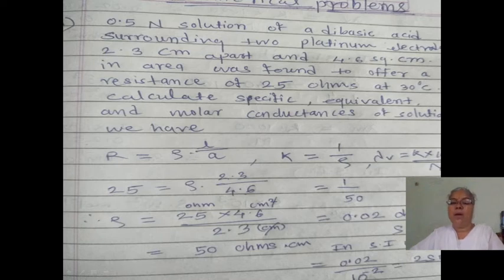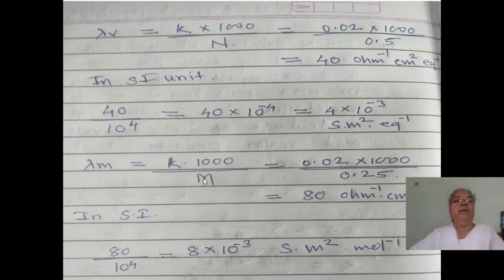This is the specific conductance, and in SI unit, when we convert this value of CGS into SI, we have to divide this value by 10 raised to minus 2. That means 0.02 upon 10 raised to minus 2 is equal to 2 Siemens per meter. This is the specific conductance in SI unit. Then how to calculate the equivalent conductance?